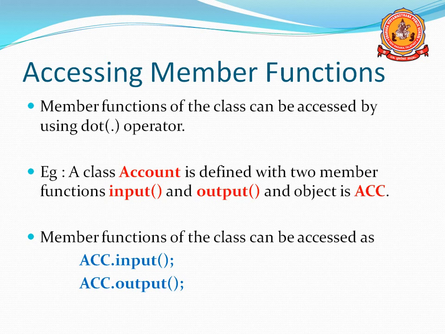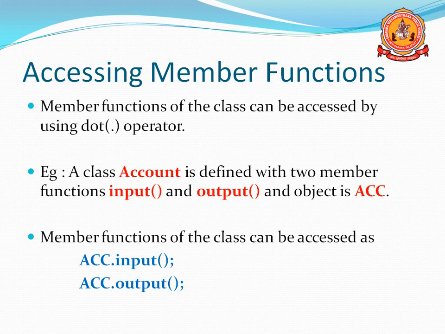For example, we will take a class Account defined with the two member functions input and output. Last example, same example: class Account is defined with two member functions input and output, and here an object is created, ACC. Account I created as ACC, not A1. Then how can you access the data or member functions? First we have to use the object name ACC, then dot, function name input, open bracket, closing bracket, semicolon. So that is to access the input function.